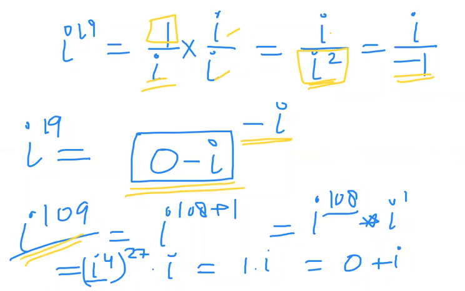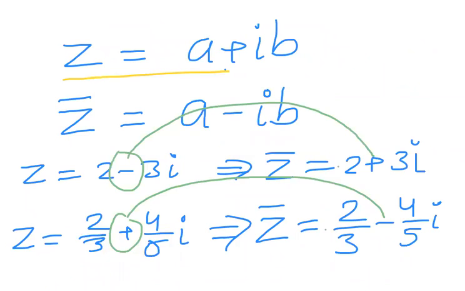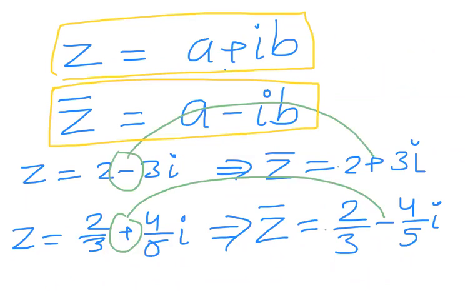Now next thing I was teaching you, Z could be written as a plus ib. If I am writing the conjugate of Z, the sign in front of i we need to change. Plus becomes minus. So two examples I had given you. When Z is given as 2 minus 3i, then it becomes 2 plus 3i. This is called the conjugate of Z. If Z is given as 2 by 3 plus 4 by 5 i, then Z conjugate will become 2 by 3 minus 4 upon 5 i.